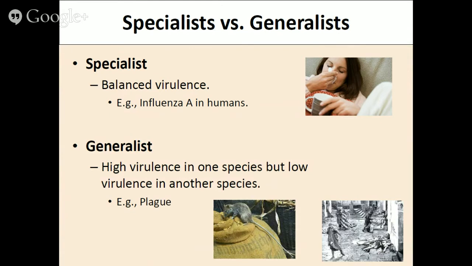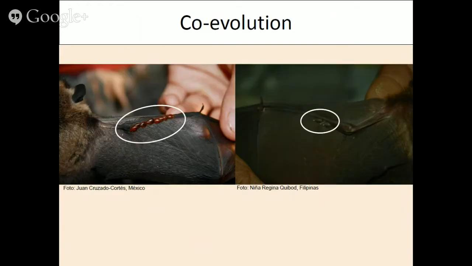On the other hand, we have generalists that have high virulence in one species, but are going to have low virulence in another species. For example, plague has low virulence in some species of rodents, but it could be very, very virulent in another species, including humans. So these kinds of interactions are a nice example of coevolution.